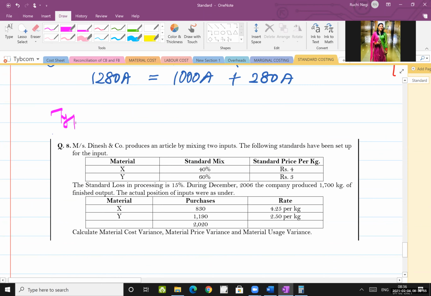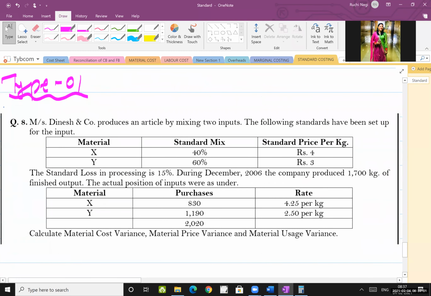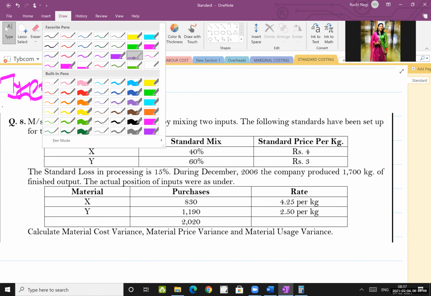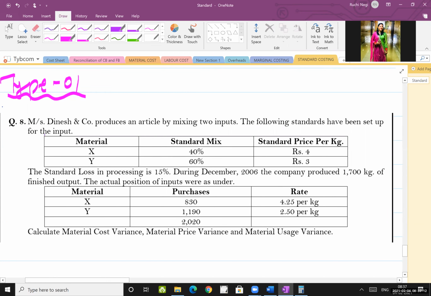Again, type 1. Today also I'm going to do type 1 with you. Just go through this question. Now, what is the speciality in the question? Question number 8. The nation company produces an article by mixing two inputs.